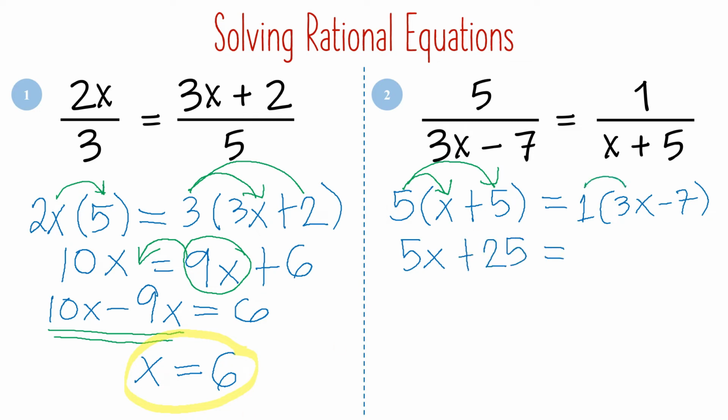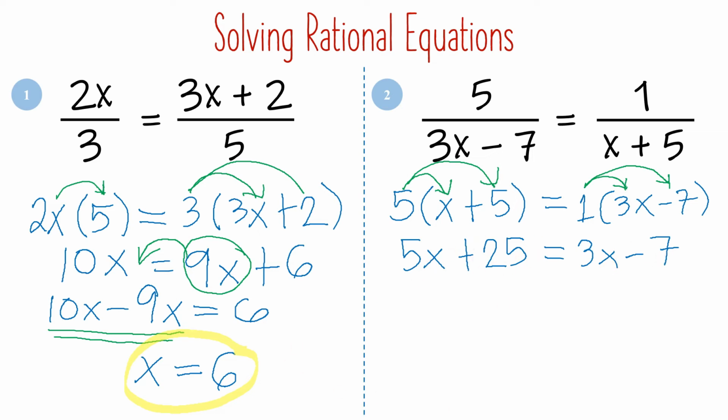Then on this side, 1 times 3x and 1 times negative 7. So 1 times 3x, that's 3x. And 1 times negative 7, that's negative 7. Okay, so now let us combine like terms. Since we have 5x here and 3x on this side, we need to transpose it to the other side. Same with positive 25. We need to combine it with negative 7. So pinagsasama natin yung parehas may x at saka yung parehas constant.